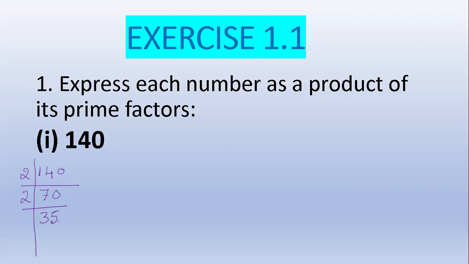Next, in the last digit or unit digit 5 is there, therefore divisibility rule of 5. If a number ends with 0 or 5, it will definitely be divisible by 5. That's why I'm taking 5. 5 sevens are 35. 7 ones are 7. 1.